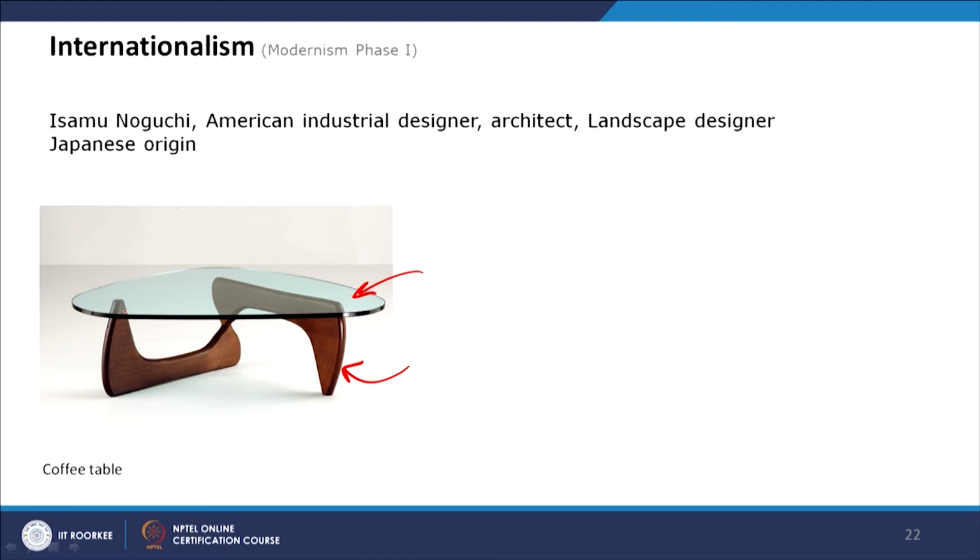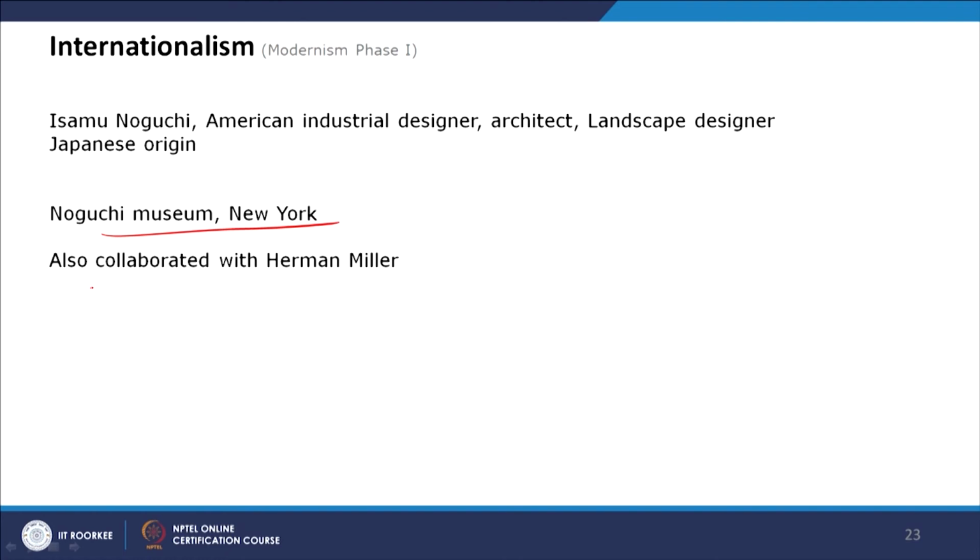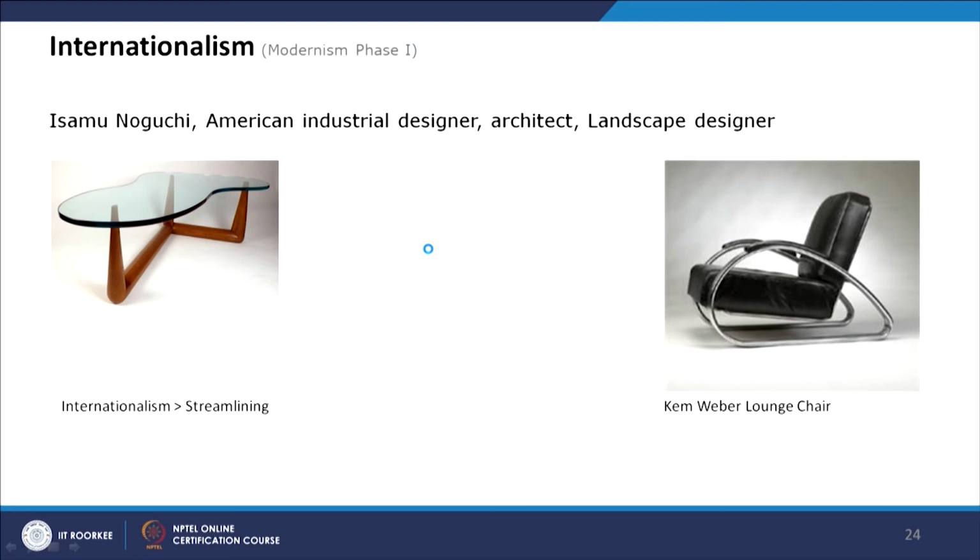So these kinds of continuous curves are predominantly there in product design. So it talks about the ergonomics, which we were discussing earlier when we were giving a brief about it. Now Noguchi has a museum in New York. Also, he collaborated with Herman Miller, of which George Nelson was also a part. Now in Noguchi's design, we'll see a minimalist approach, but there's a fluidity added to it.